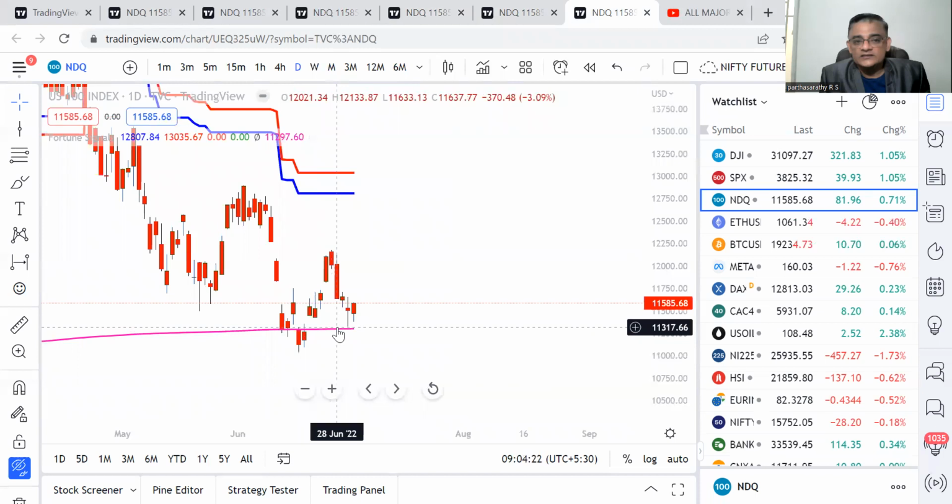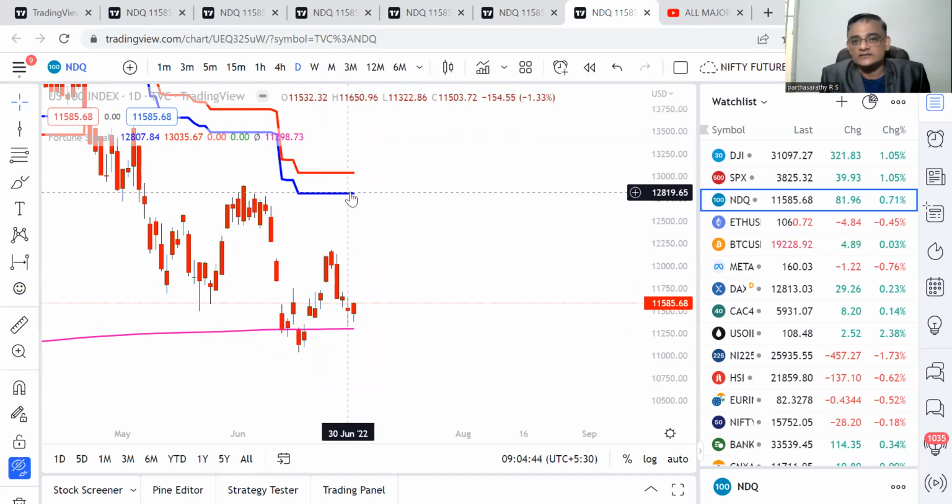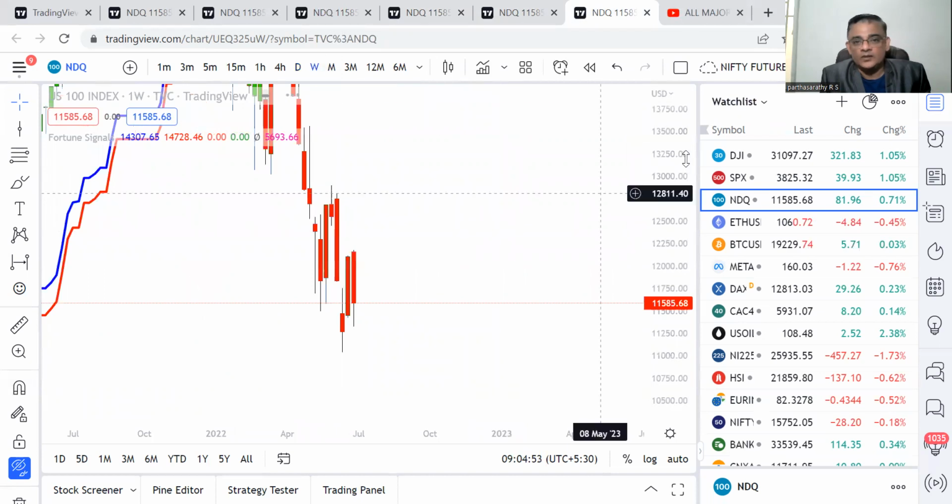So it is holding this pink color line, and it went and closed below for 2 days. But again, it recouped, and 21st was the important date, and it is holding that low. Till it holds the pink color line, there is no worry. But where is the target? The target is this. The blue color line and red color line will be the resistance on a daily basis. Let's come to weekly.